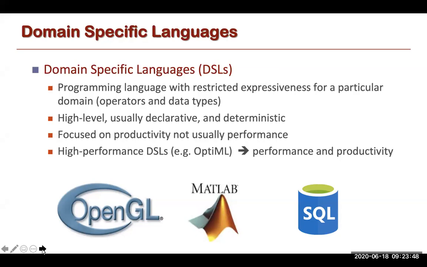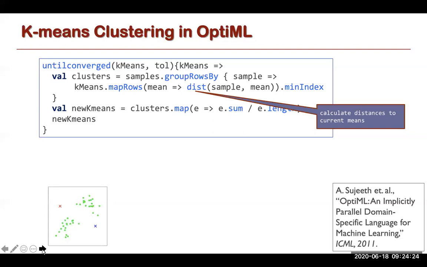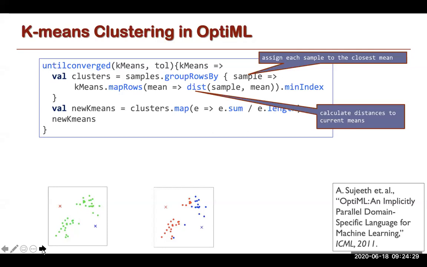So here's an example of Optimal, right? So Optimal is this language for doing machine learning, and one of the algorithms that you might express is K-means clustering, right? So K-means clustering here, what we're trying to do is cluster these green dots around a couple of centroids, the red X and the blue X, right? And the first thing we want to do is find out the distances of all the green points to the two centroids. And so we can do this with a couple of lines of Optimal. And so now you've got a red set of points and a blue set of points.